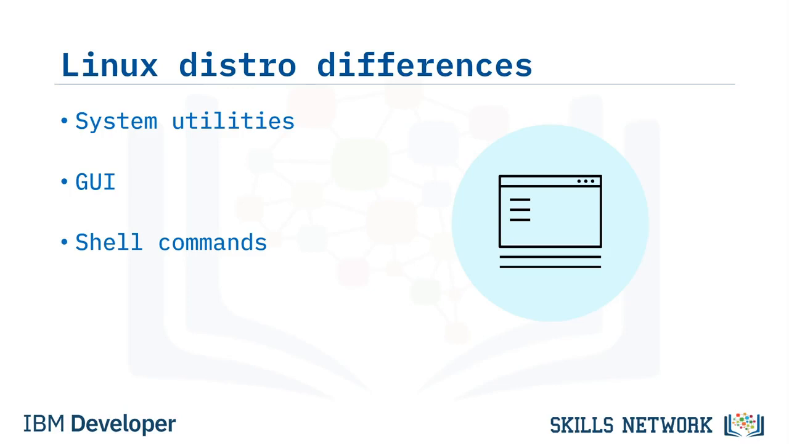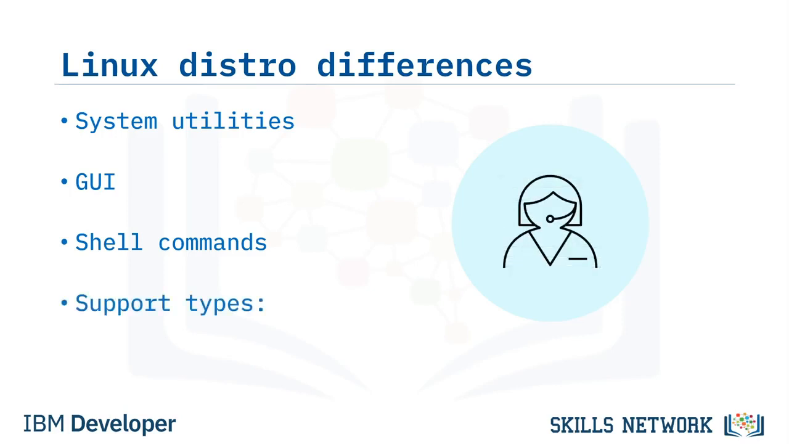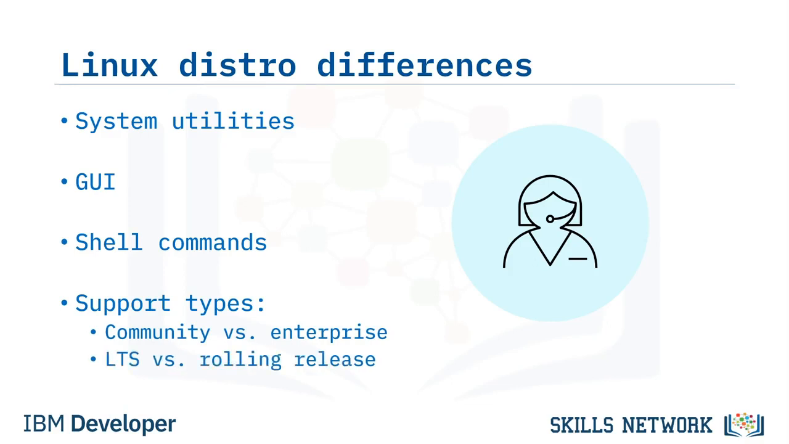Each distro supports a specific set of commands that you can use in a shell, a window for entering and receiving output from commands. And lastly, each distro provides differing levels of support. It could be developed and managed as a community-backed project or maintained by a commercial enterprise. And it could be a long-term support version, or LTS, or a rolling release, where stable package updates are released on a rolling schedule.